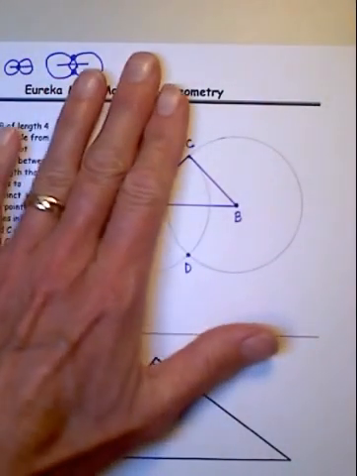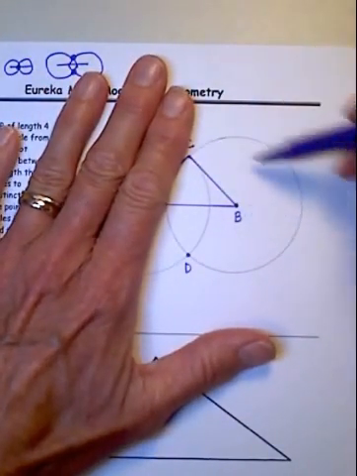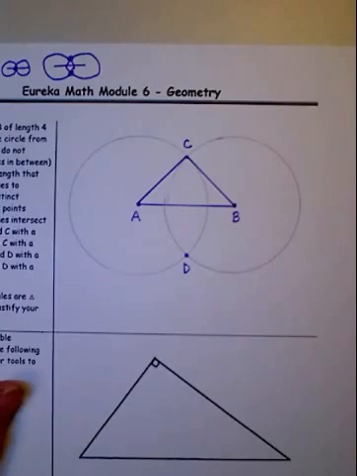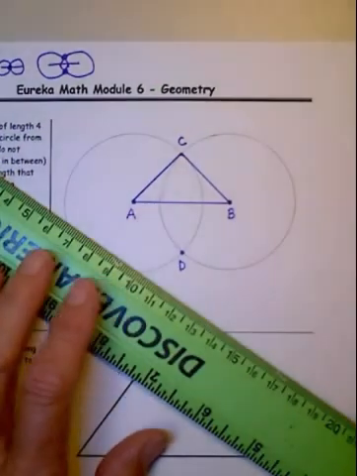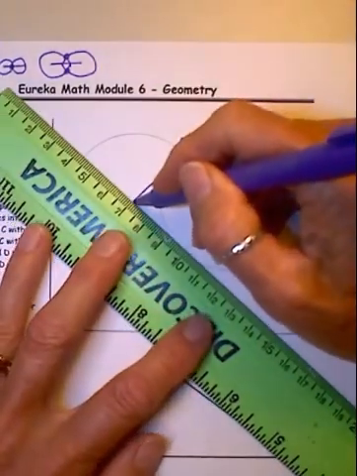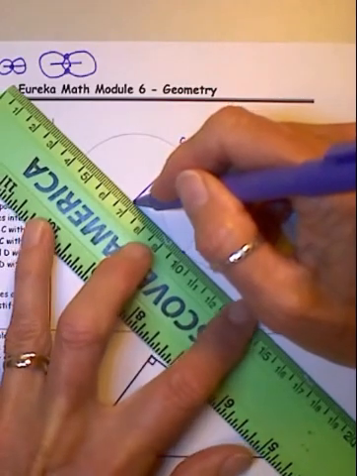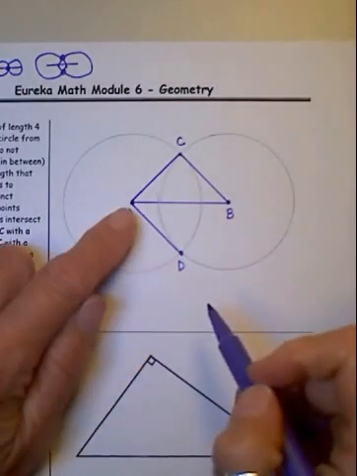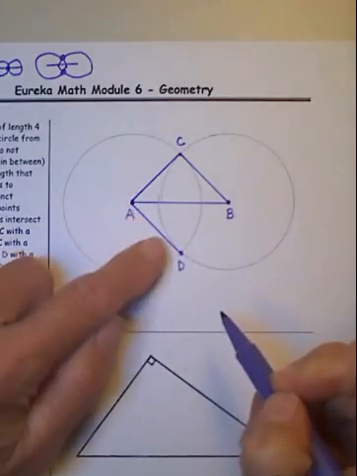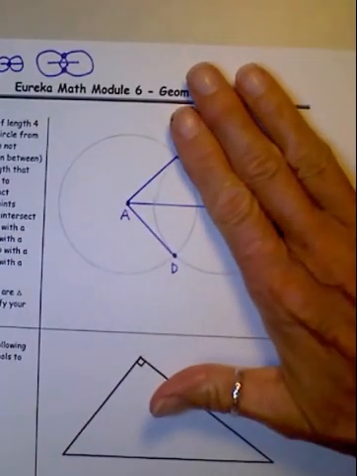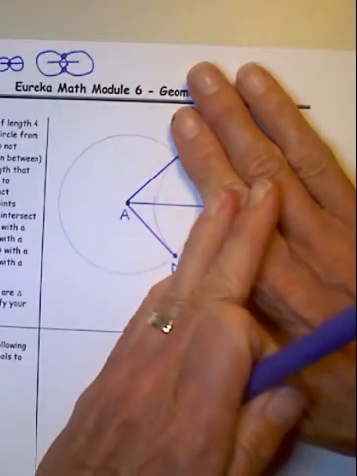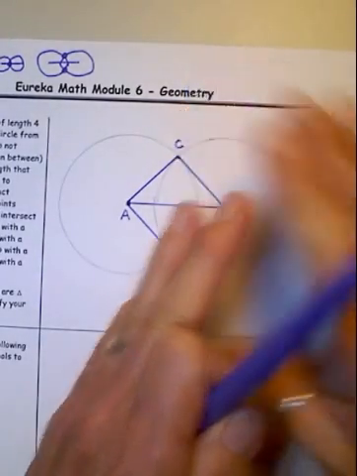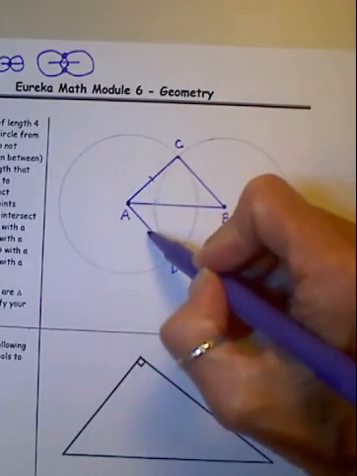And notice that that is the radius of this second circle. Join A and D. So A is the center of the circle, and D is the point on the circle, so that is a radius of this circle. So AC is a radius of the circle, and AD is a radius of the circle as well. And that means that those two segments are the same length.